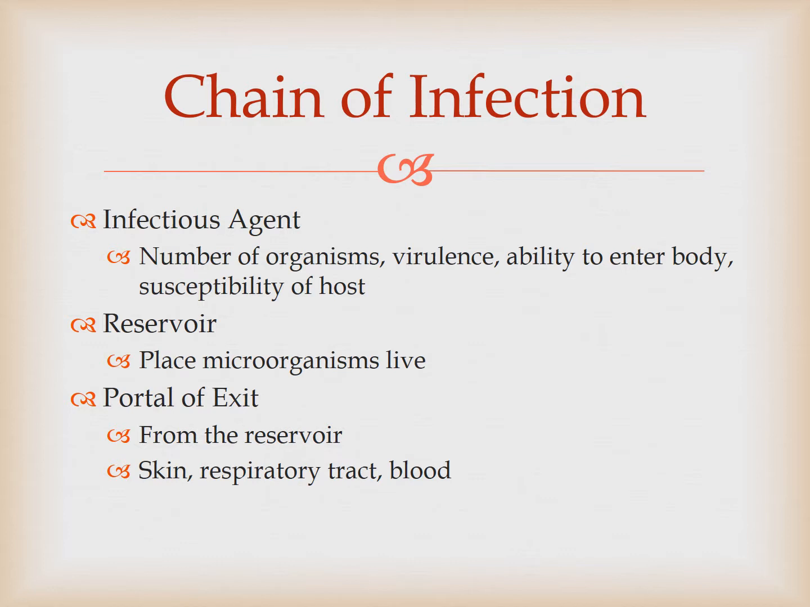The infectious agent can be any of the microorganisms we just looked at: bacteria, virus, fungi, or parasites. The infectious process depends upon the number of organisms, the virulence, or the ability to produce disease, the ability of the organism to enter the body, and the susceptibility of the host. Some microorganisms have the ability to infect almost anyone on the first contact, such as smallpox. Other microorganisms have greater difficulty producing disease in the host. Tuberculosis is an example of this.